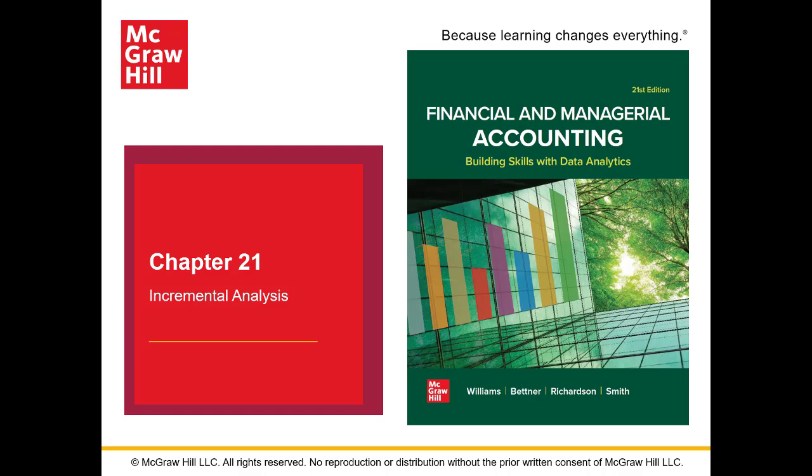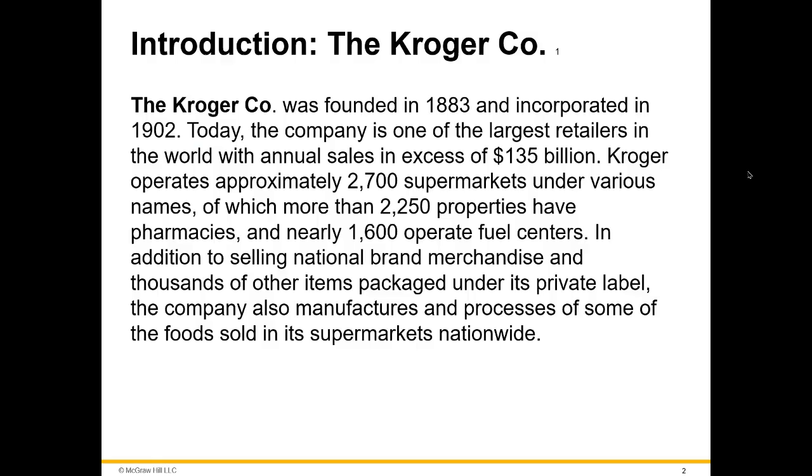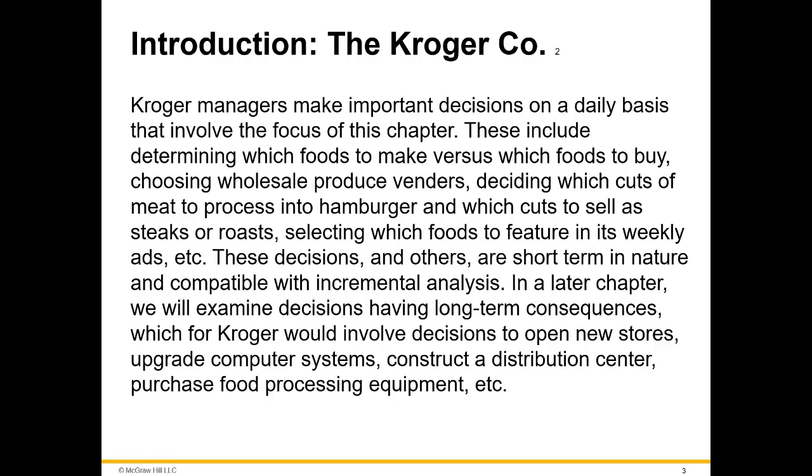This is chapter 21, where we're going to be discussing incremental analysis. The emphasis here is on Kroger, recognizing a huge company with many supermarkets, many properties, many things to manage, and recognizing the hundreds of important decisions they make on a daily basis.